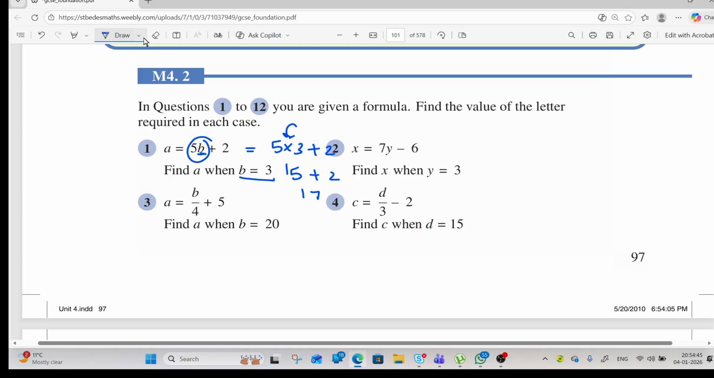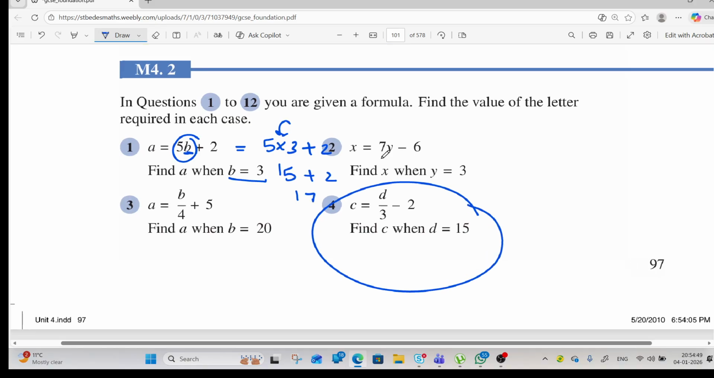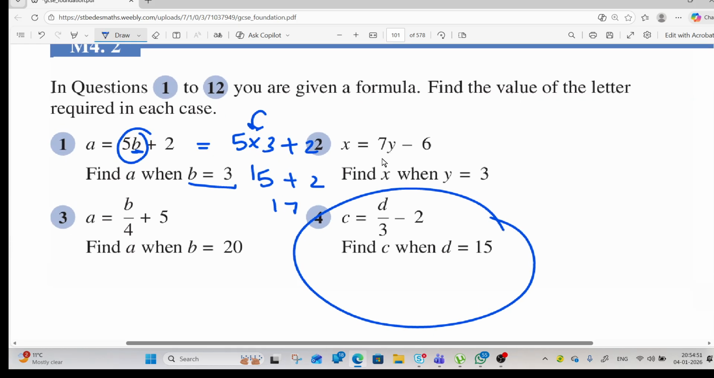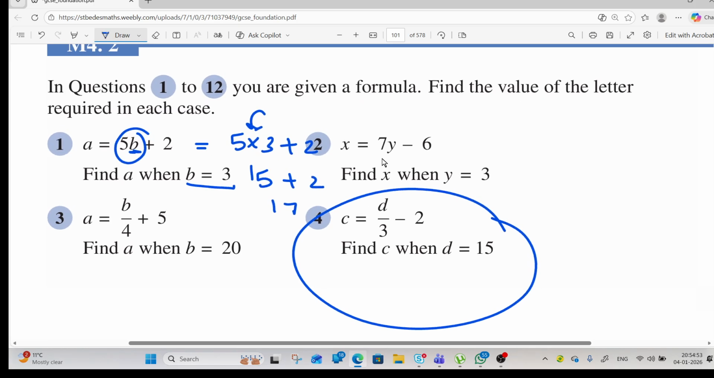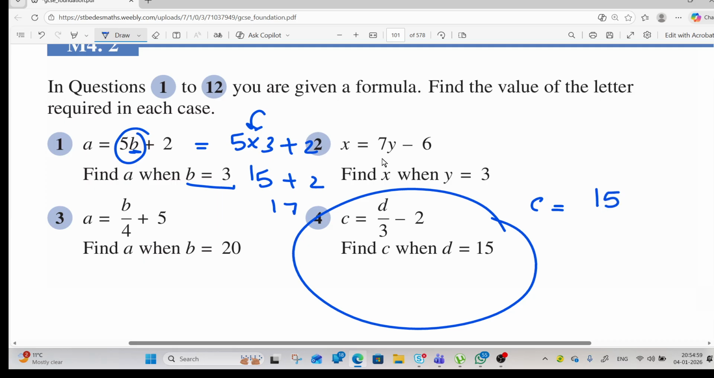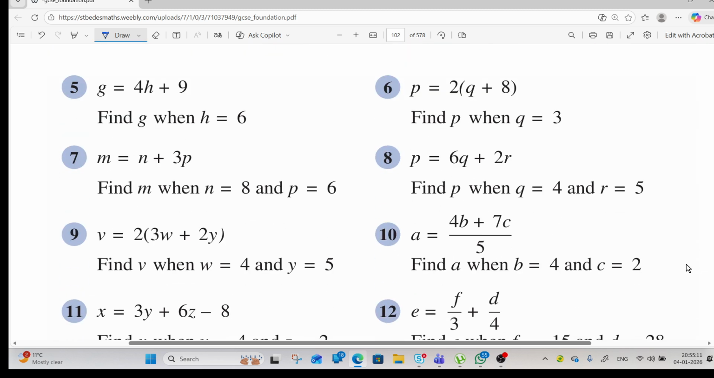Clear. Very good. Can you try this number 4? Tell me the steps. What would you do first? You just need to say the steps. D divided by 3. Yeah, in place of D you put 15. And then after that, 5 minus 2. 3. Very good. Exactly. The answer is 3. Okay, that's great.